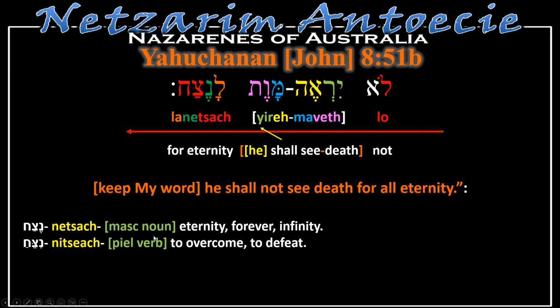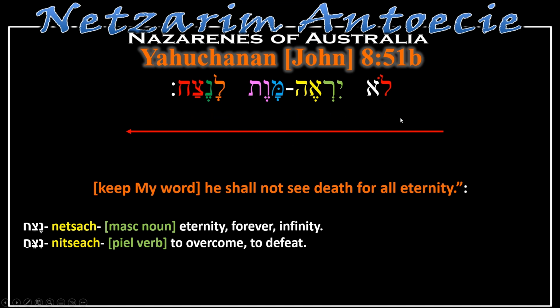And we looked at it. Netzach is a masculine noun meaning eternity, forever, infinity. But interestingly, when we use it as a pure verb, nitseach, it means to overcome, to defeat. So just showing you how with different vowels, they use it as different words. So now we can read that. Lo, not, yireh, mavet, la netzach. And the translation, of course, is not, he shall see death for eternity.